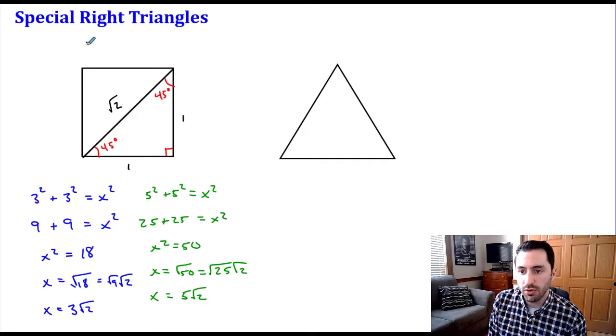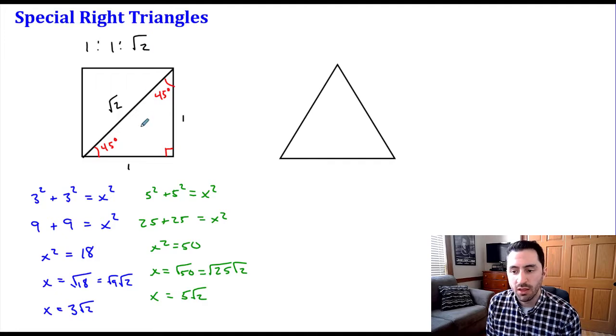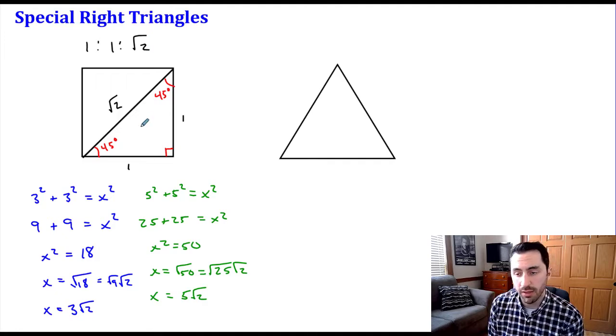So the ratio is 1 to 1 to the square root of 2. So that means that this is an isosceles triangle. The two legs are the same. And then the hypotenuse is the leg times the square root of 2. So if my side lengths were 10, then my hypotenuse would be 10 square roots of 2. If they were 100, then the hypotenuse would be 100 square roots of 2.